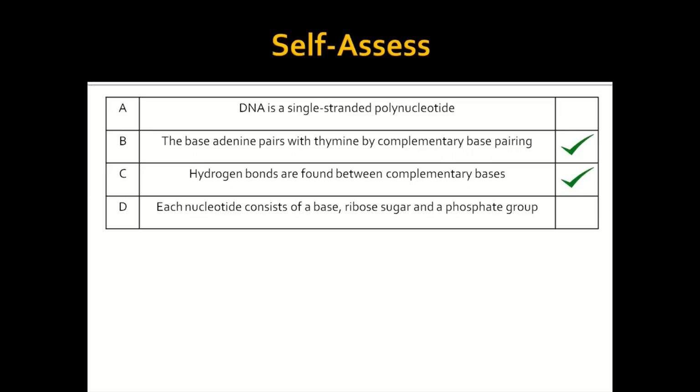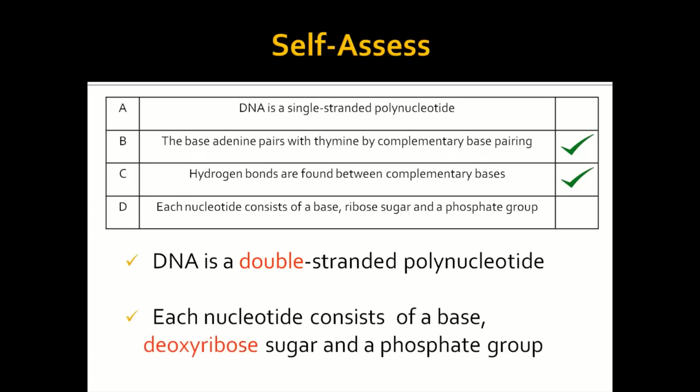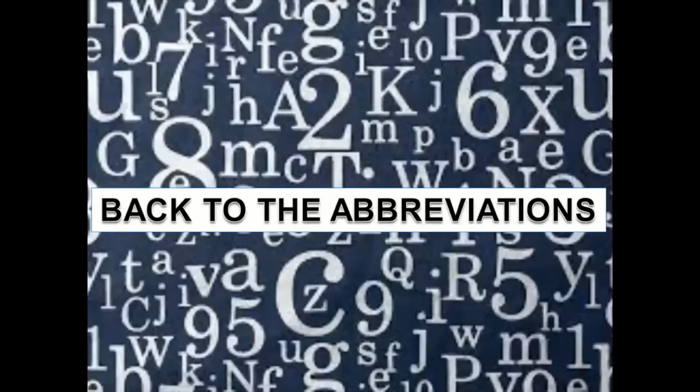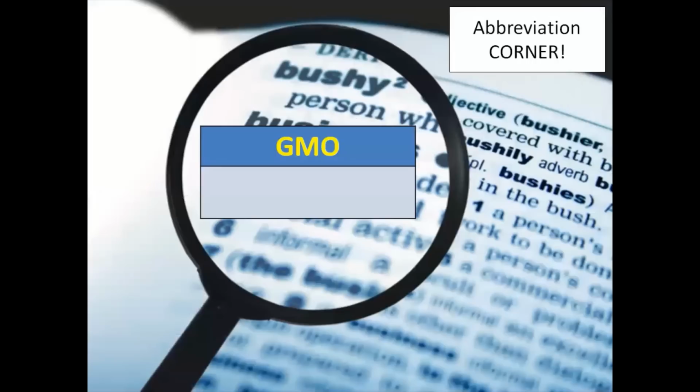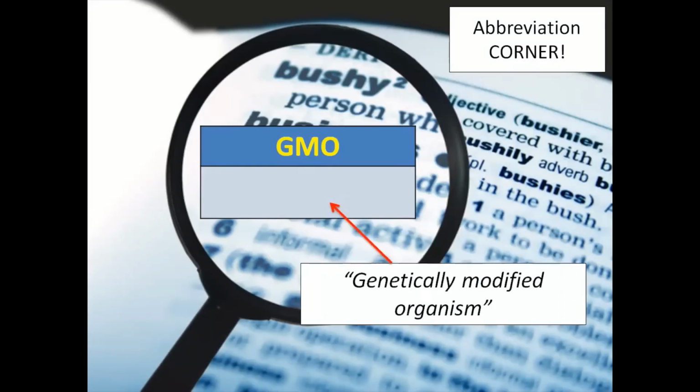Statements A and D have to be corrected, and the corrected statements are: DNA is a double-stranded polynucleotide and not a single-stranded polynucleotide. Each nucleotide consists of a base, deoxyribose sugar, and a phosphate group. Back to the abbreviations. GMO, what does GMO stand for? That stands for genetically modified organism.